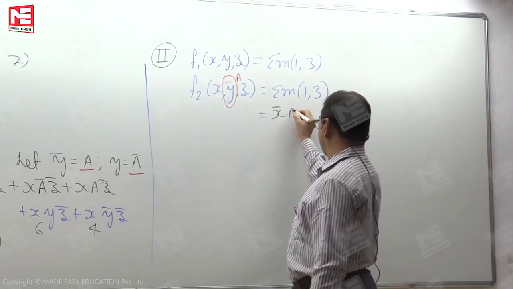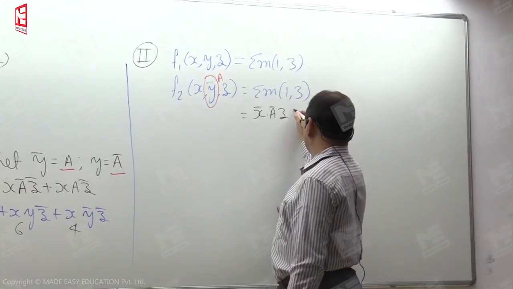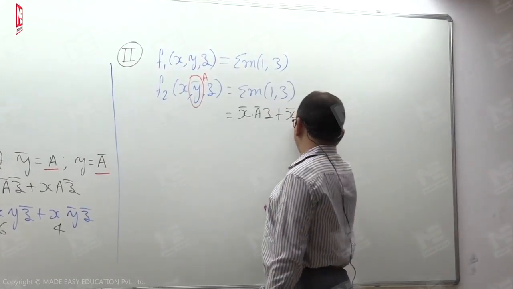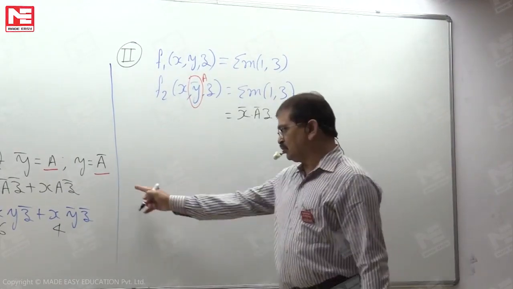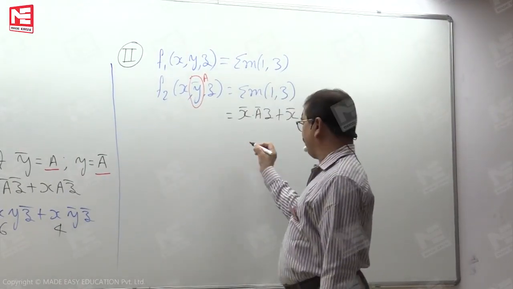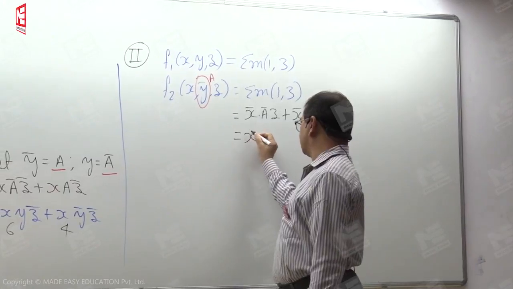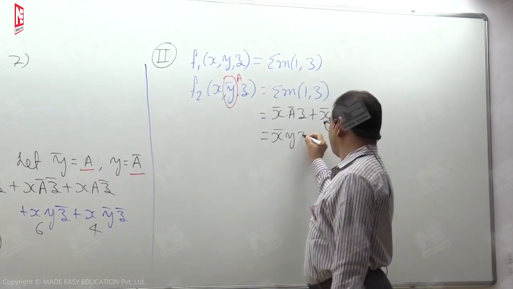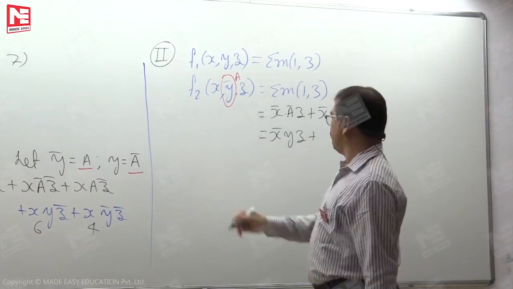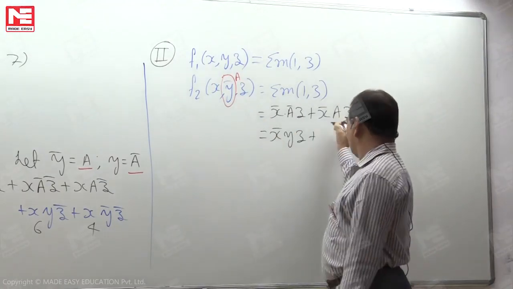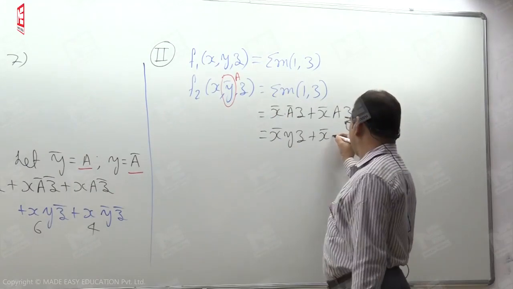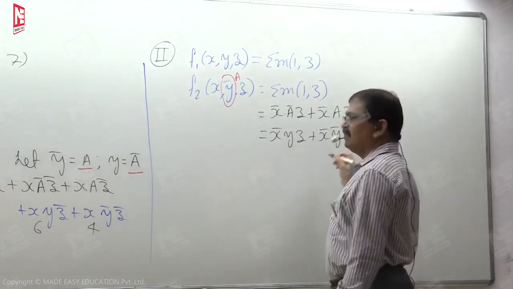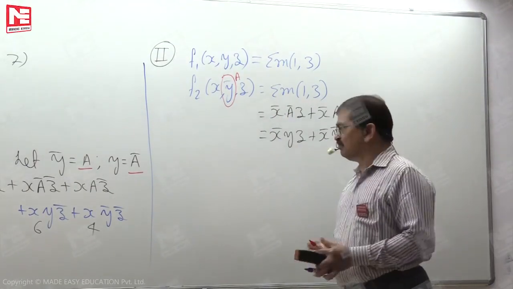X complement, a complement, z; x complement, a, z. Whereas a complement is to be replaced as y: x complement, y, z. A complement we are replacing as y, and a we are replacing with y bar.